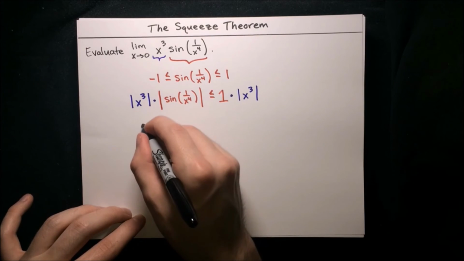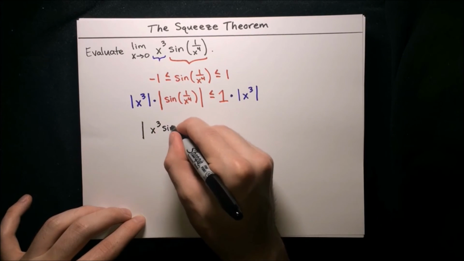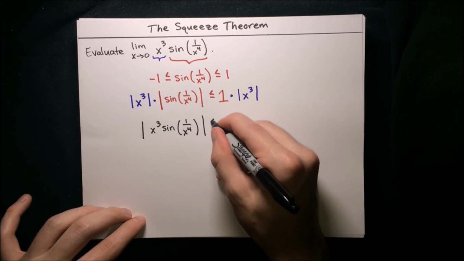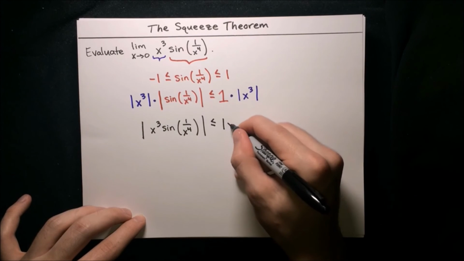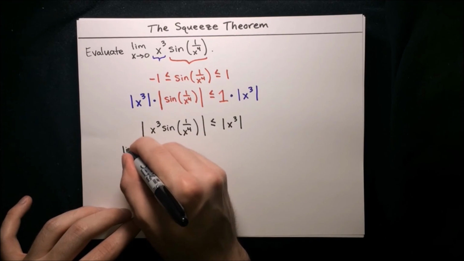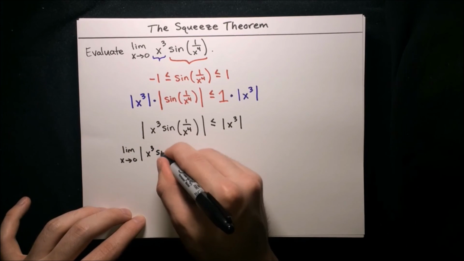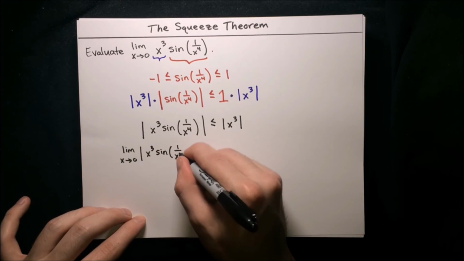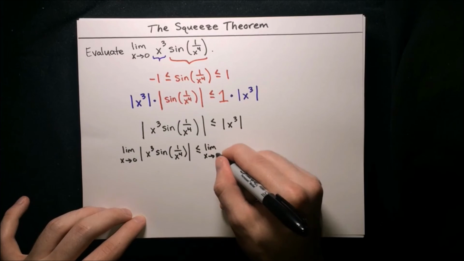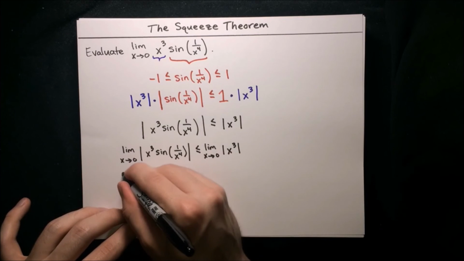Now we can go ahead and simplify this inequality. On the left-hand side, we can combine both of these into a single absolute value of x cubed sine of 1 over x to the fourth, which is less than or equal to 1 times the absolute value of x cubed, which is just the absolute value of x cubed. And now we can go ahead and apply our limit. The limit as x approaches 0 of the absolute value of x cubed times sine of 1 over x to the fourth is less than or equal to the limit as x approaches 0 of the absolute value of x cubed. The right-hand side limit is easy to evaluate.